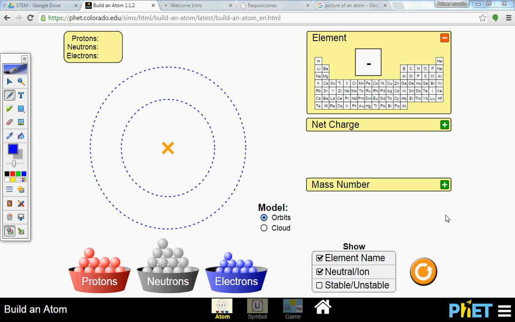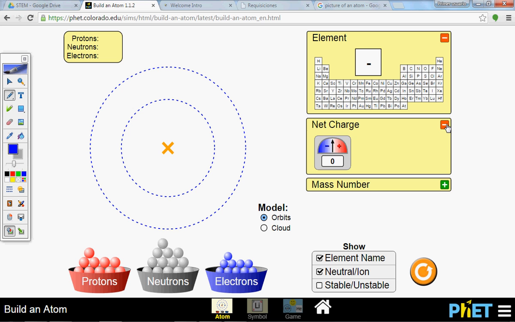Now, once you're at the simulation, this is what you're going to see. You're going to see some circles. The X represents the nucleus. You have protons, you have neutrons, and you have electrons. You also have the periodic table here. Now, if you're not sure to begin with, you should be able to make the element.